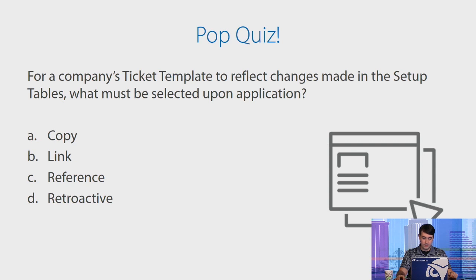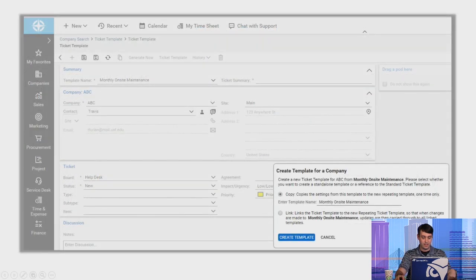All right, that seems to be about everyone. And most people got it correct. It is going to be link. And link is what allows us to maintain that relationship between the two. If they're linked, any updates in the setup tables affect all of my applied templates. If they're copied, any updates in one only happen in the updated record. They're not pushed through to anything else. And like I said, we're going to be using the link in this instance right down here.